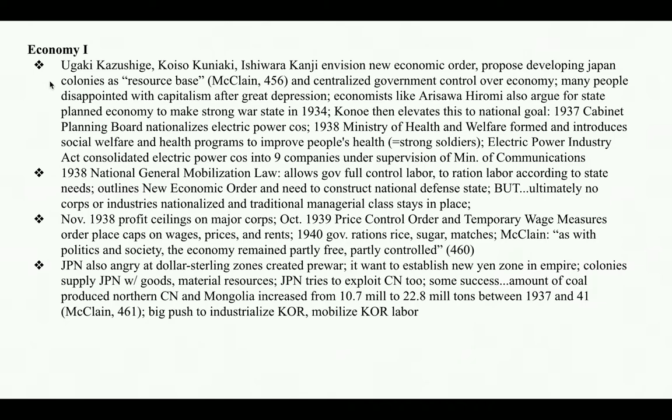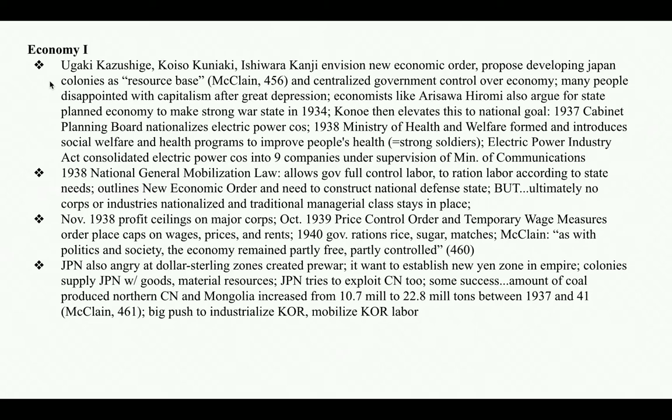Konoe then elevated ideas like this to a national goal, adopting, for instance, in 1937, the Cabinet Planning Board, which nationalized electric power companies. In 1938, the Ministry of Health and Welfare was formed, and it introduced social welfare and health programs to improve people's lives. Healthy people equal strong soldiers. The Electric Power Industry Act also consolidated electric power companies into 9 companies under the supervision of the Ministry of Communications.